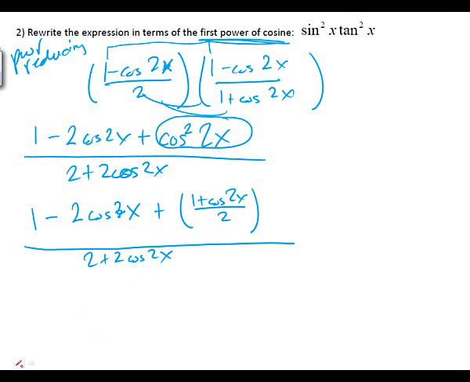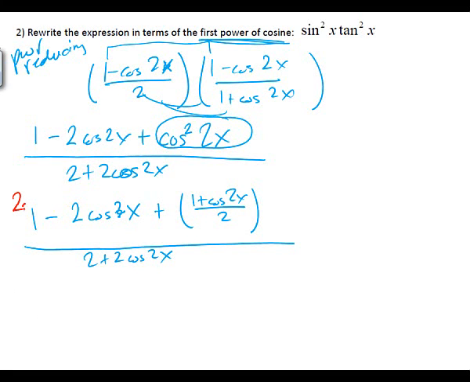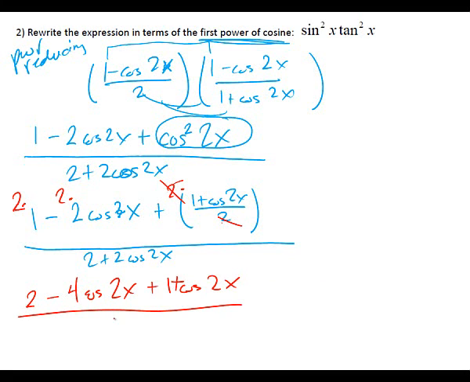Okay? So what I'm going to do is I'm going to try to get rid of the 2. So how do I get that out of the denominator? We're going to multiply everything in that row there by 2. All right, so what's 2 times 1? 2. 2 times 2. 4 cosine 2x. All right, what happens with this 2 and that 2? Cancel. So I've got plus 1 cosine 2x, all over 2 plus 2 cosine 2x.